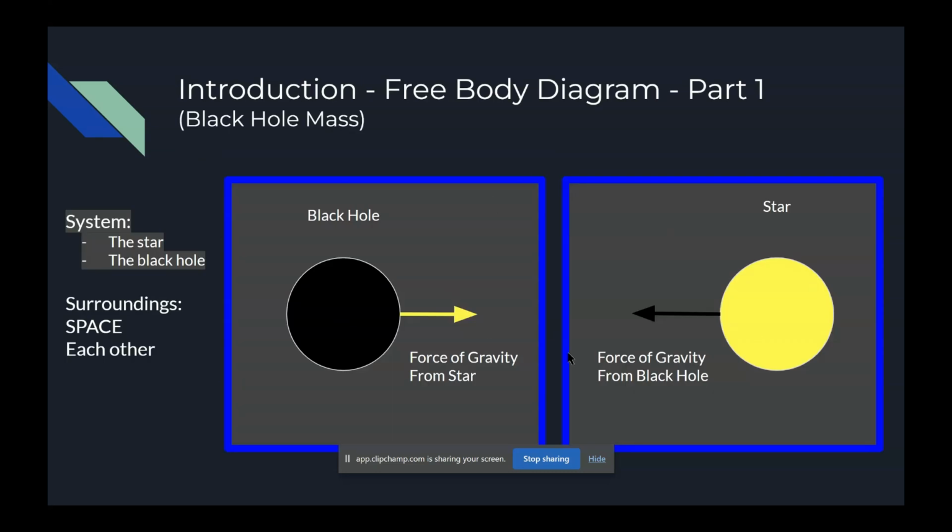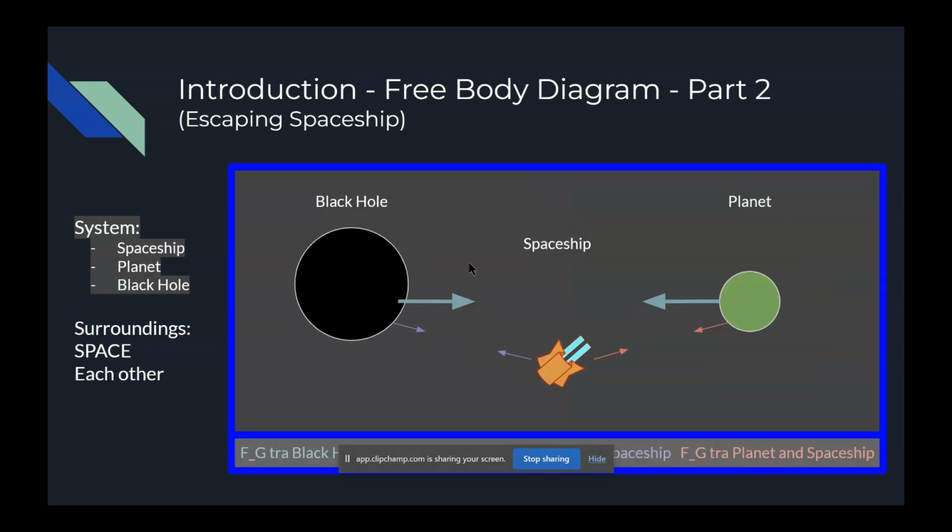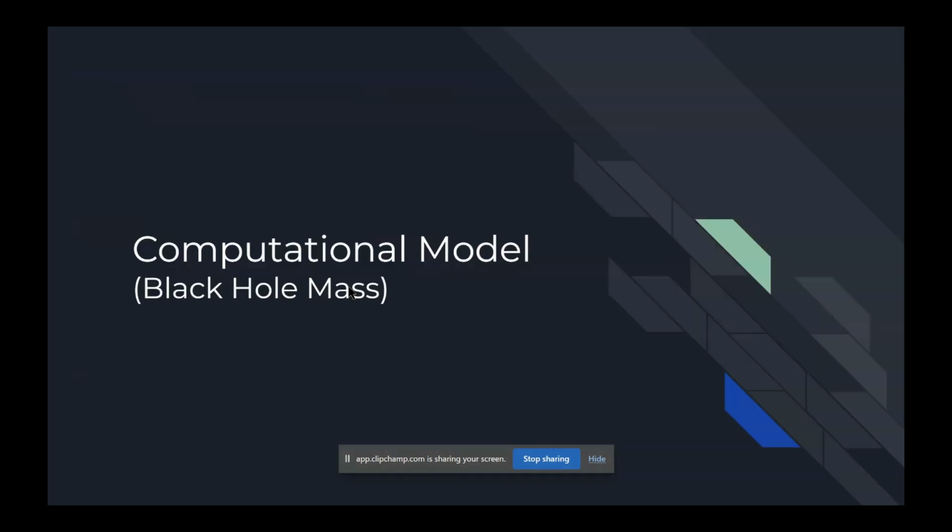So here's the free body diagram. You can see this equal and opposite force of gravity between the black hole and the star. In the second one, it's a little bit more complicated. These equal and opposite forces, but there are three objects now, and they're all moving at different, strange, confusing rates. We're also not going to be modeling these, just because they make the program too complex, and the black hole is so massive that its acceleration is negligible.